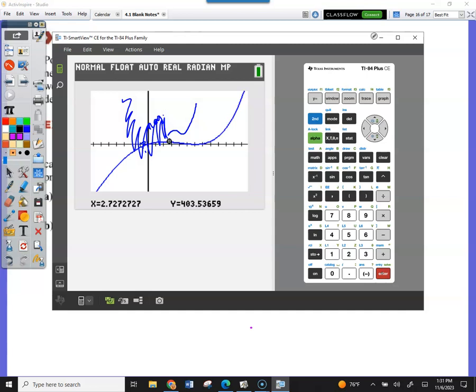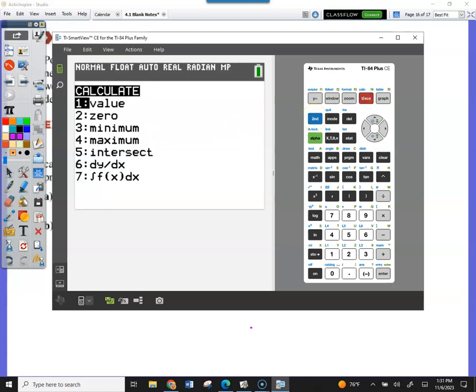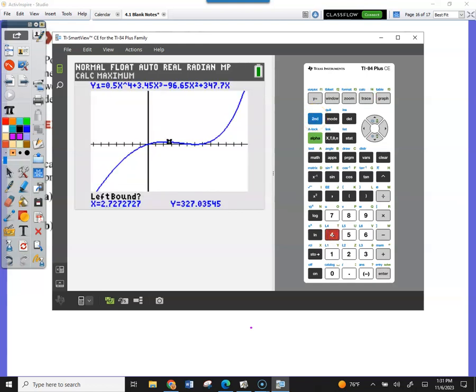Now I can see there's a little bit of what's like a, I don't even know if I'd call that a max, but you see where it's kind of like a little roller coaster going up. All right, I'm going to zoom in more, or I can leave it right there. And I'm going to tell the calculator, find me the value of that max. So number 4, it's going to say, okay, give me a left bound. There's a left bound. Give me a right bound.